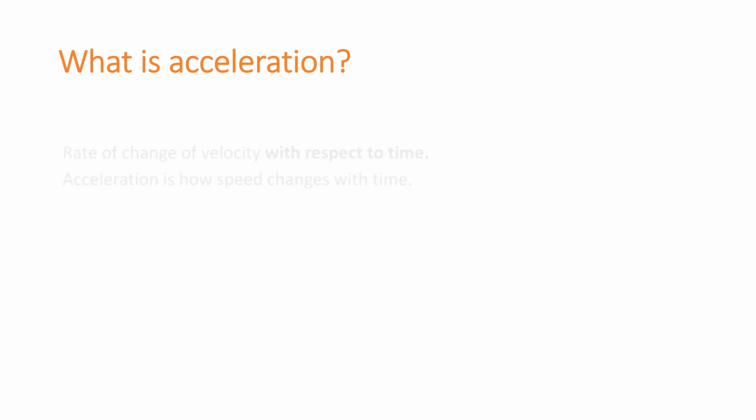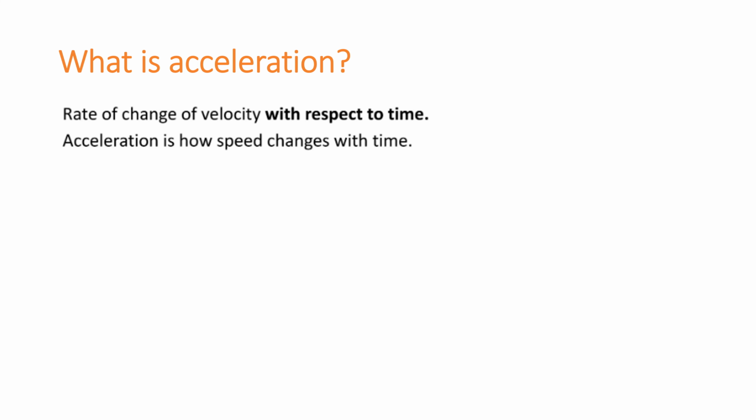So what is acceleration? Acceleration is the rate of change of velocity with respect to time. Acceleration is the change of speed with time. Velocity and speed have the same unit, which is meters per second, but velocity is a vector and speed is a scalar. A vector has a magnitude and a direction, but a scalar just has a magnitude, it doesn't have a direction.